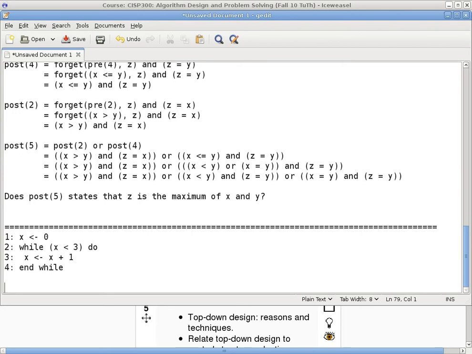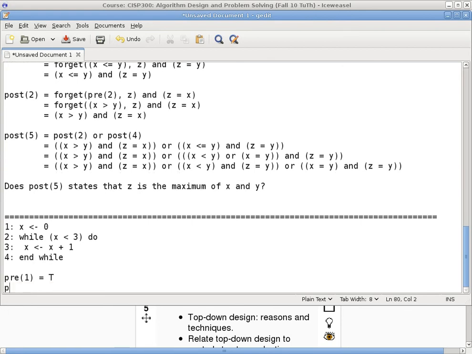All right. So we'll go ahead and start with pre1. Some of these, I'm going to skip a few steps because it's not the major point of the discussion. Pre1 is true because I don't need to make any assumptions. So I would just say that pre1 is true. Because line 1 is a simple assignment statement, we go from step 1 to step 5 right away, apply the forget operation. Does true mention anything about x? No. So there's really nothing to forget. We get to keep the whole thing.